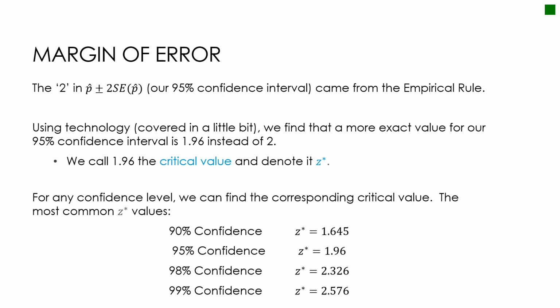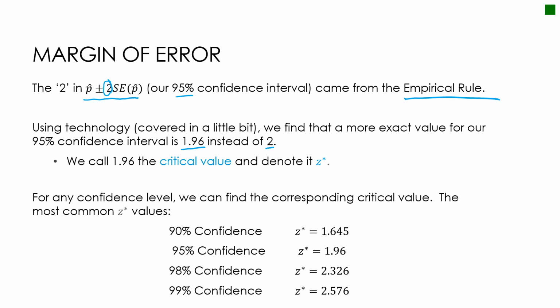Now again, looking at the margin of error, and remember we were looking at p hat plus or minus 2 standard errors for 95% confidence, but the 2 came from the empirical rule, and I've said over and over, hey, the empirical rule isn't precise, it's just an estimation. So using technology, and I'm going to show you how to use the technology in just a little bit, we can find a more exact value for the 95% confidence to use 1.96 instead of 2.